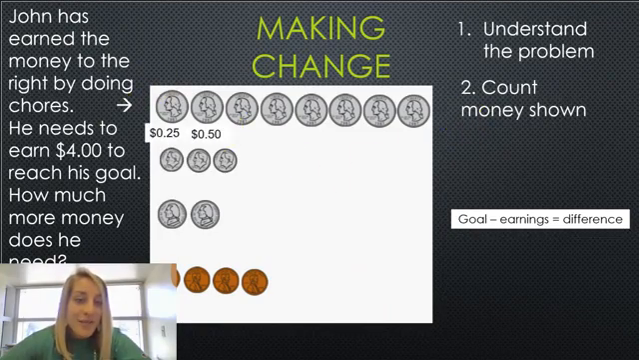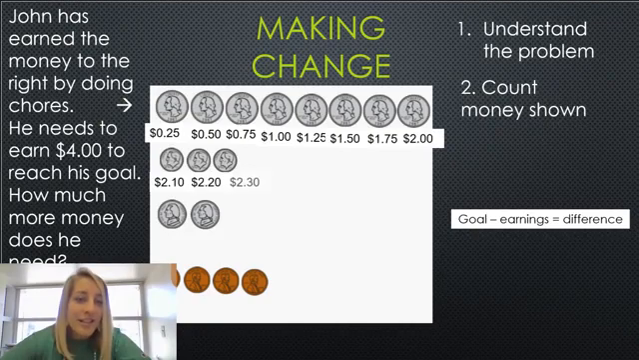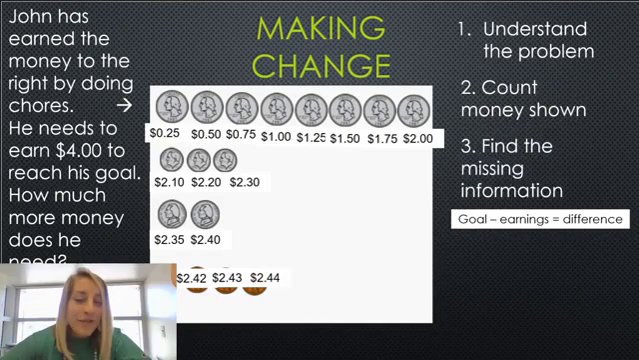25 cents, 50 cents, 75 cents, $1. $1.25, $1.50, $1.75, $2. $2.10, $2.20, $2.30, $2.35, $2.40, $2.41, $2.42, $2.43, $2.44. Step 3, find the missing information.